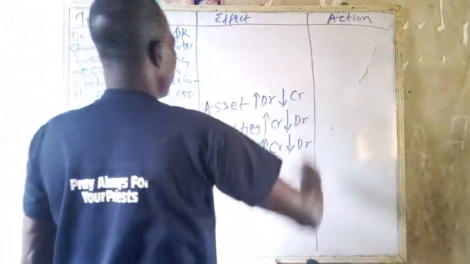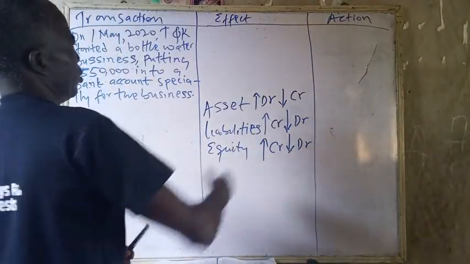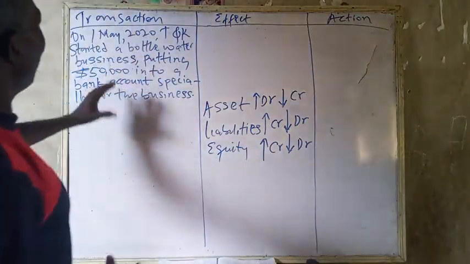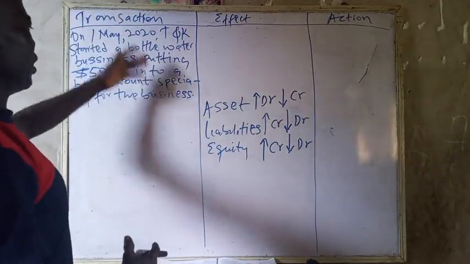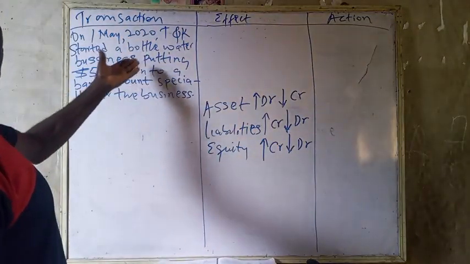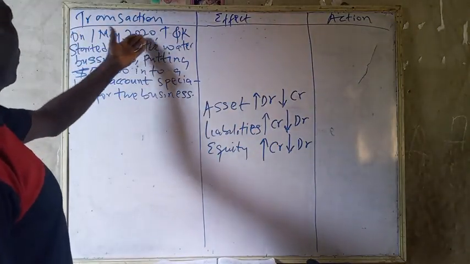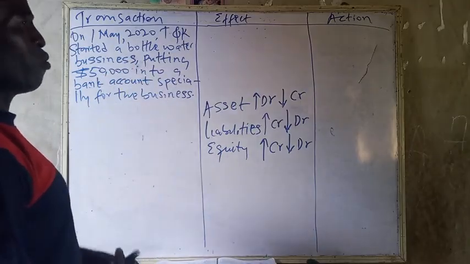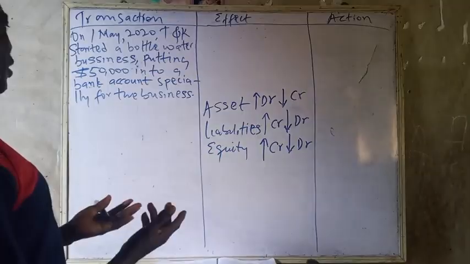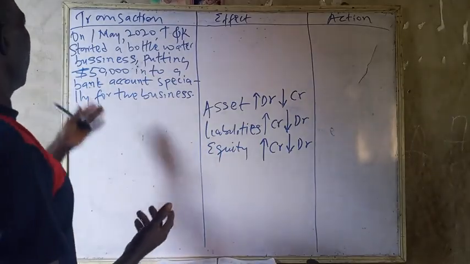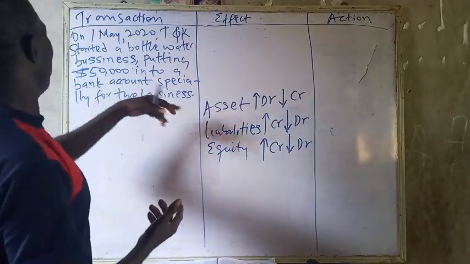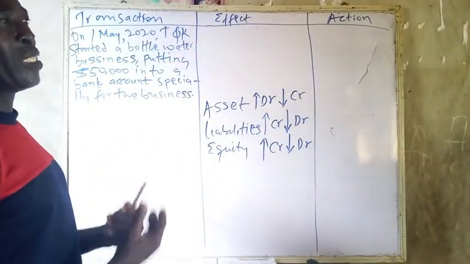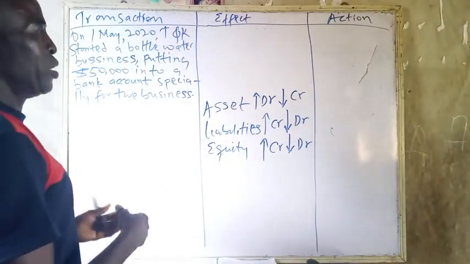So these are the rules to follow for our double entry actions to take. So what is here? Is it an asset or liability or equity? On 1st May 2020, T and K started a bottled water business, putting 50,000 into a bank account. The money in the bank account, what is it? An asset. The money put into the bank account, especially for the business, is capital. That is, the owner of the company introduced capital.